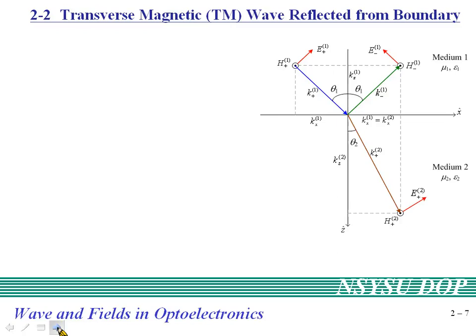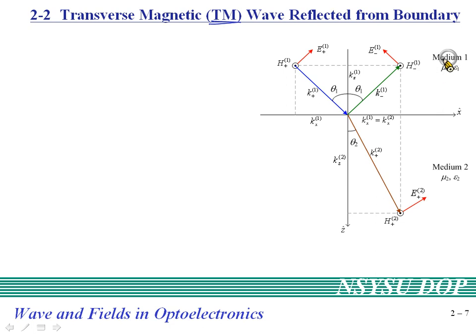Following the same process, now we consider the reflection properties of TM waves from the plane dielectric boundary. We first define the E and H fields of the incident field. For a TM polarized incident wave, we have the H field in the Y direction, and the E field has two components, the X component and the Z component. So are the reflected wave and the transmitted wave.